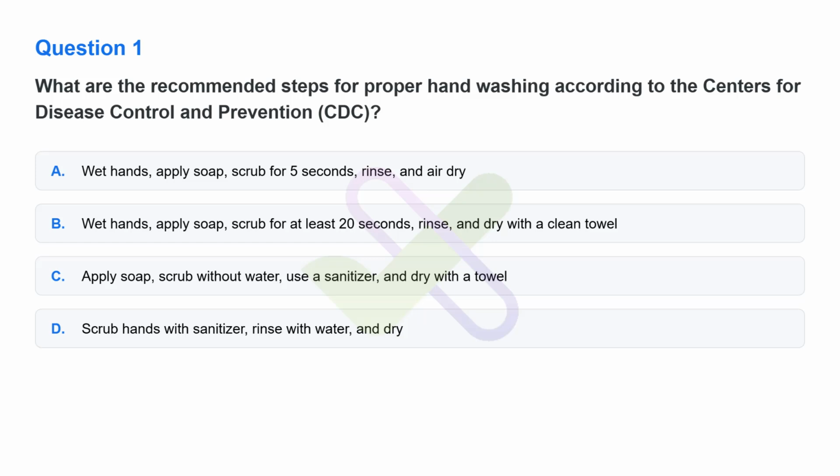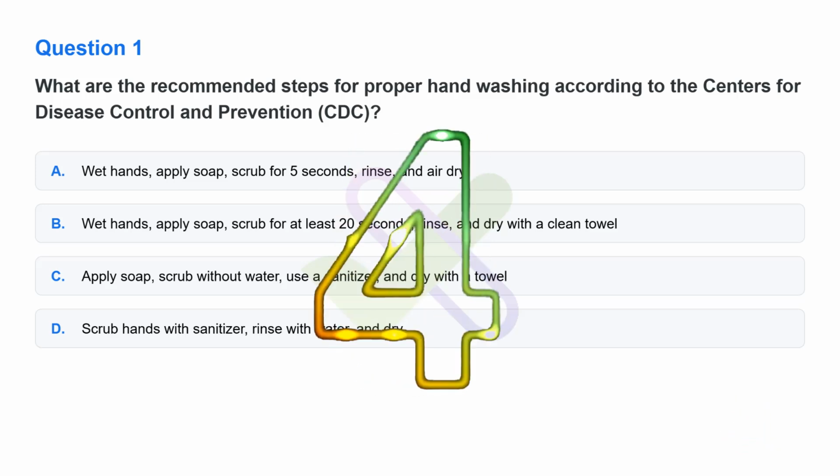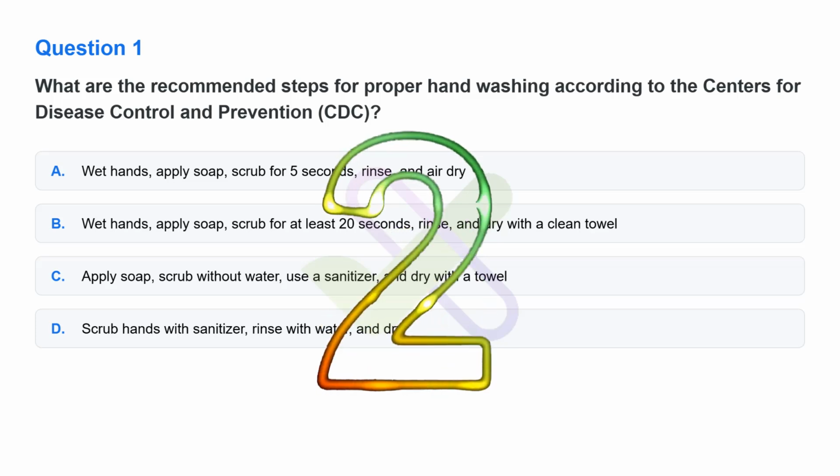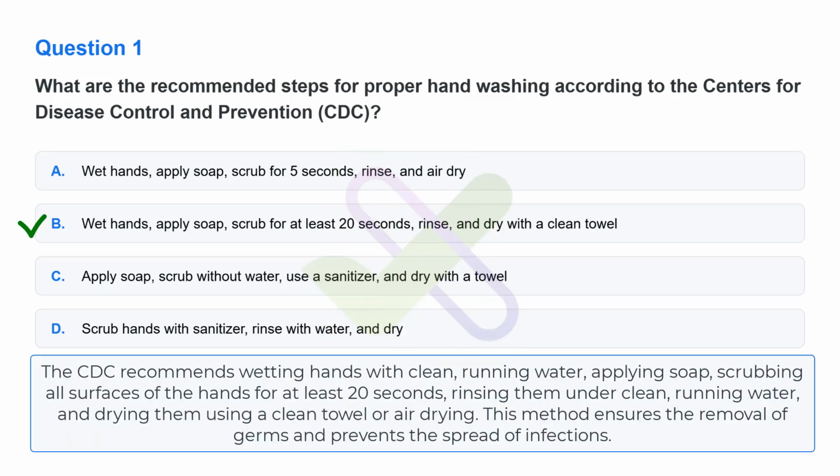C. Apply soap, scrub without water, use a sanitizer, and dry with a towel. D. Scrub hands with sanitizer, rinse with water, and dry. The correct answer is B. Wet hands, apply soap, scrub for at least 20 seconds, rinse, and dry with a clean towel.